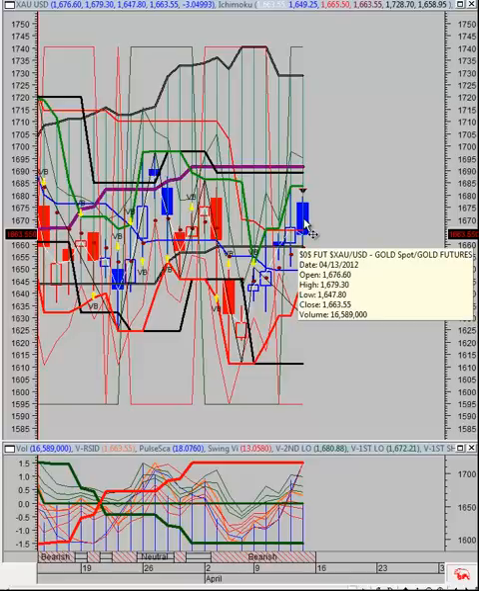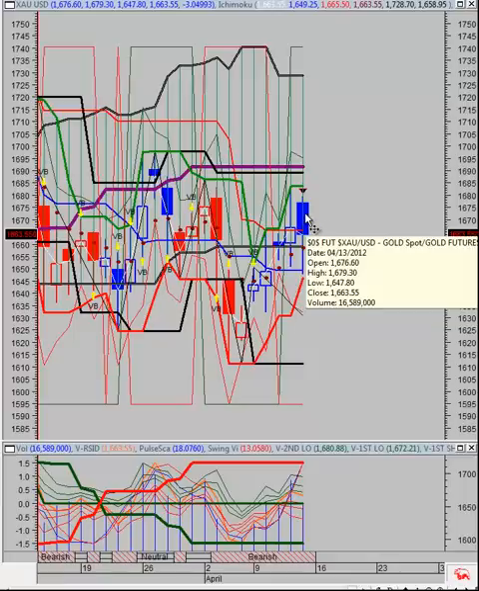The question is going to be now is, can it hold it, and can it get to the top of the Kumo cloud, which is at 1728? So can the market get back up to that point, or are we going to go crashing down through Monday's support, which is going to be around 1646? So the question is, are we going to crack?